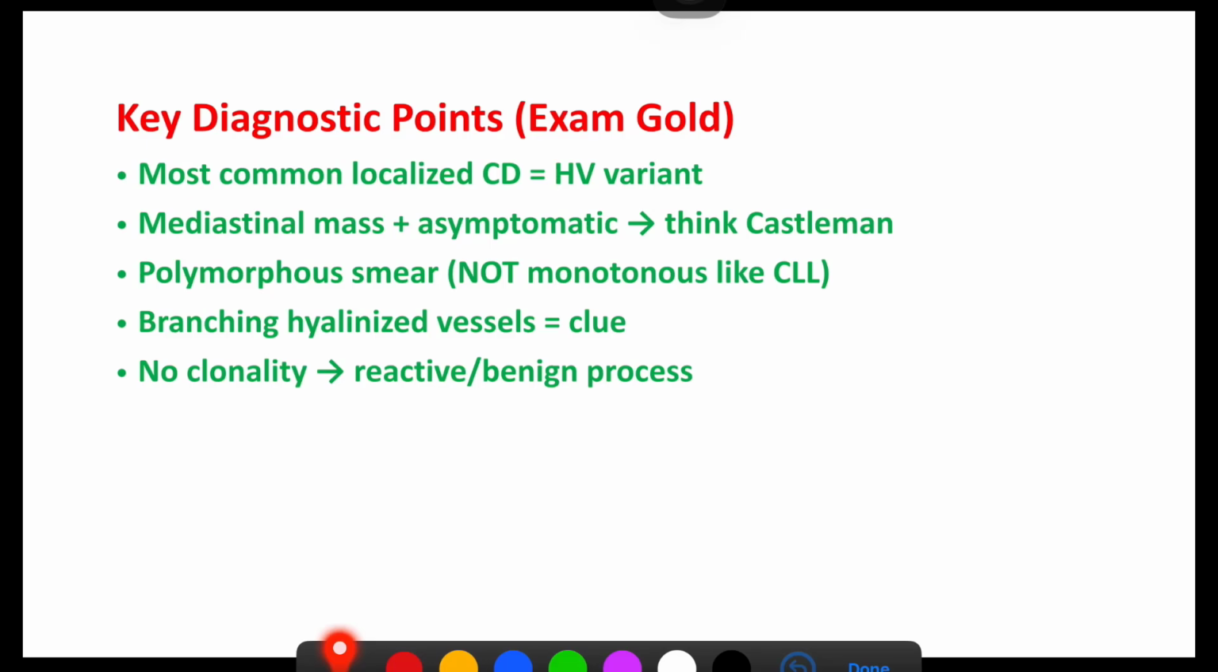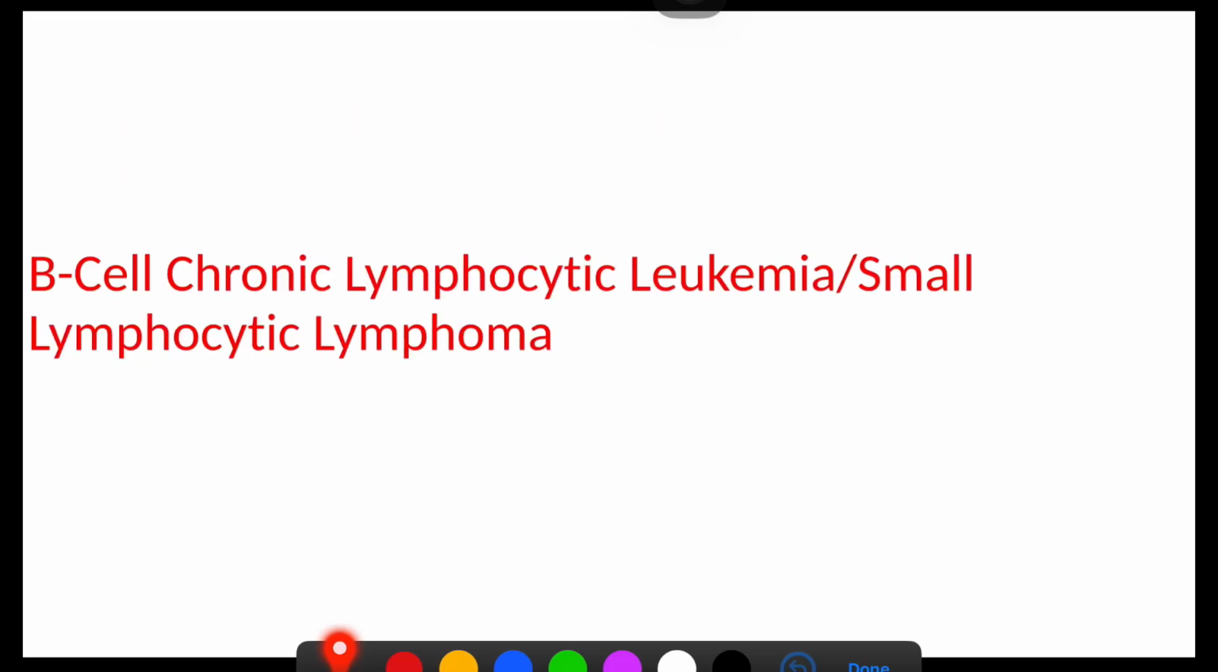Now, for exam purposes, you have to remember the most common localized Castleman disease is the hyaline vascular variant: mediastinal mass, asymptomatic, thin Castleman, polymorphous smear, not monotonous like CLL, but 90% of lymphocytes have a small lymphocytic pattern, branching hyalinized vessels and no clonality, which suggests a reactive and benign process.